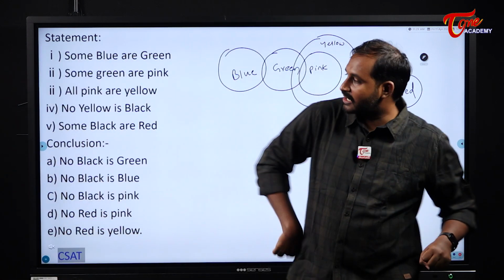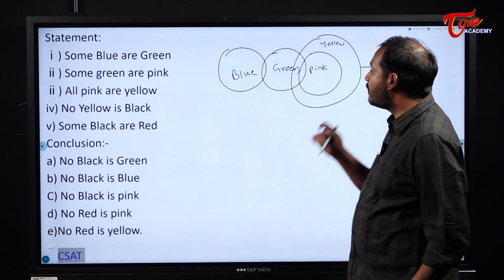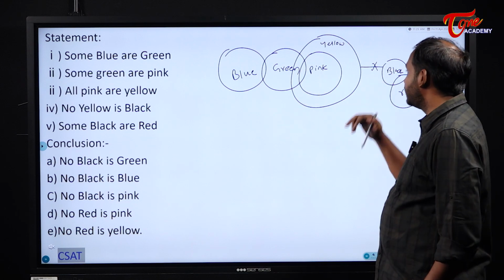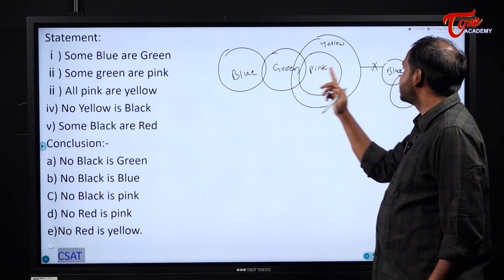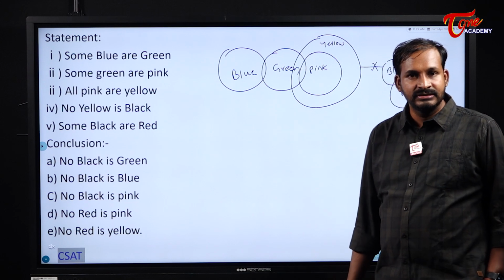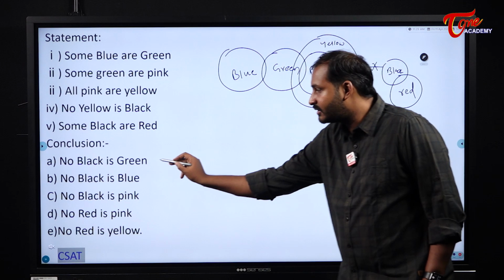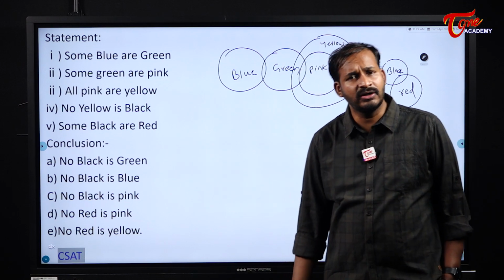Now, see the conclusions. What is our first conclusion? No black is green. According to the given statement, no black is green. Is there any relation between black and green here, students? No. So this becomes true for us.